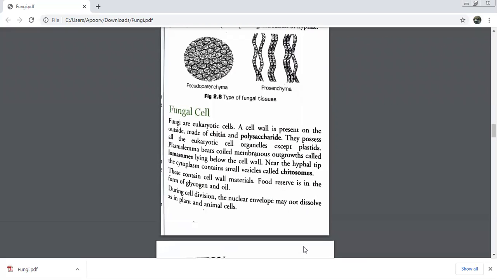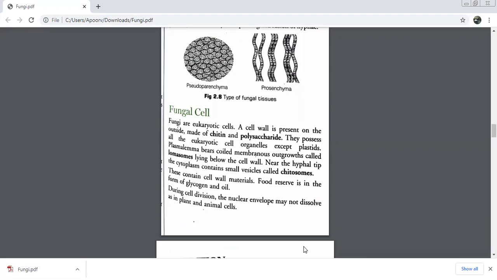Now let's talk about the fungal cells. The cells of the fungus are eukaryotic cells. The cell wall is present on the outside and it is made up of chitin and polysaccharides. Name the two substances which make the cell wall of fungal cells. Chitin and polysaccharides.